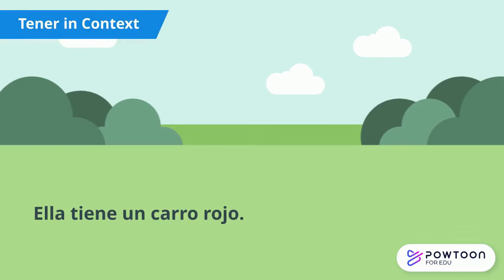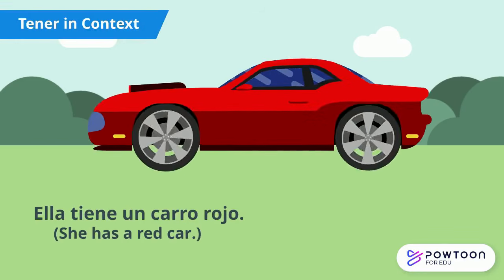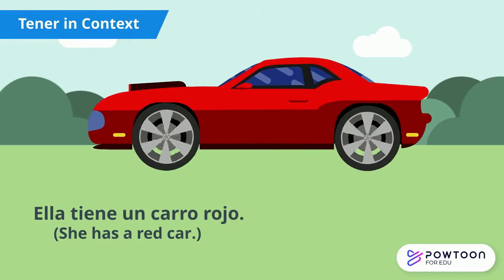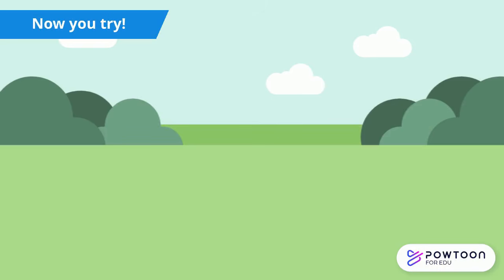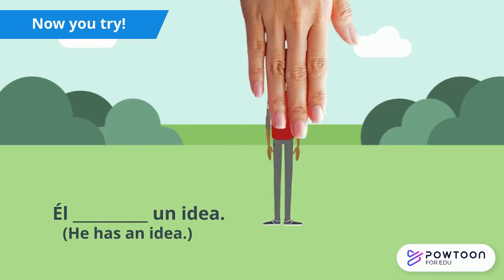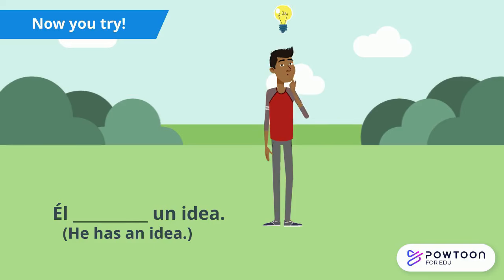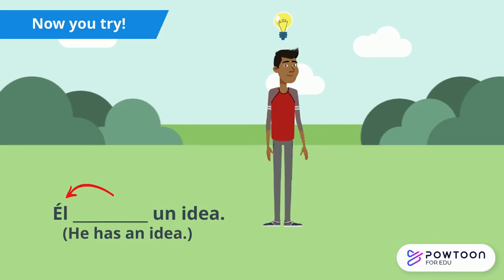Ella tiene un carro rojo. She has a red car. The verb tener is conjugated to tiene to match the subject ella. Ella tiene. Now you try it. He has an idea. Which form of the verb tener should we use to agree with the subject él? That's right. Tiene. Él tiene. He has.